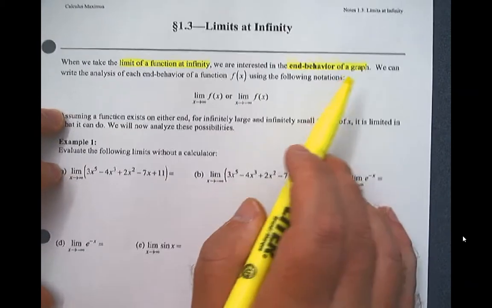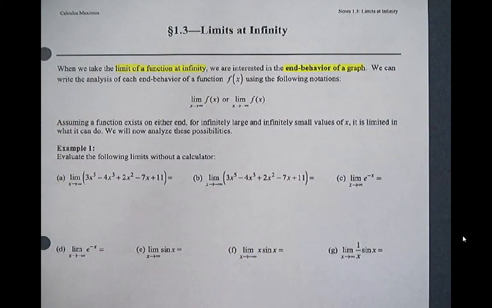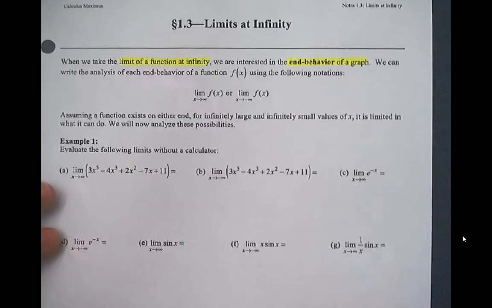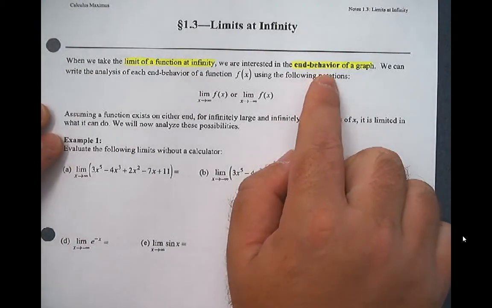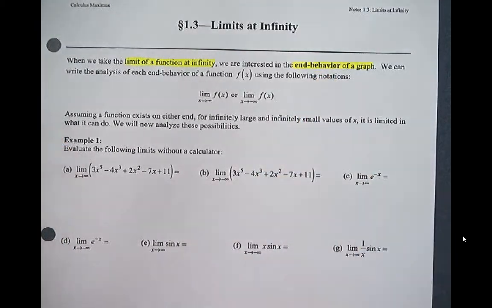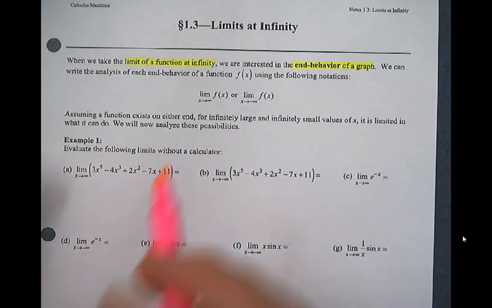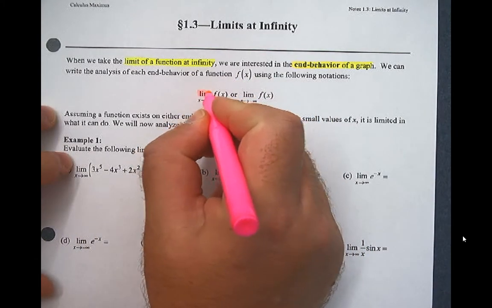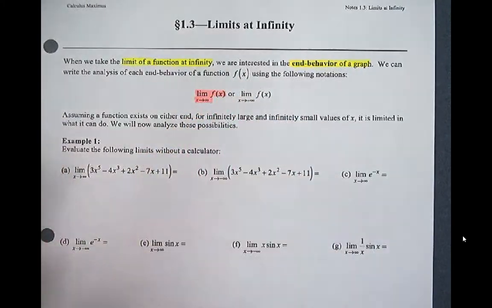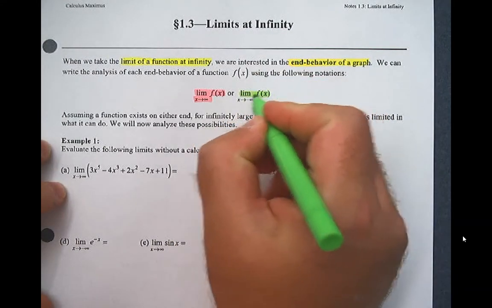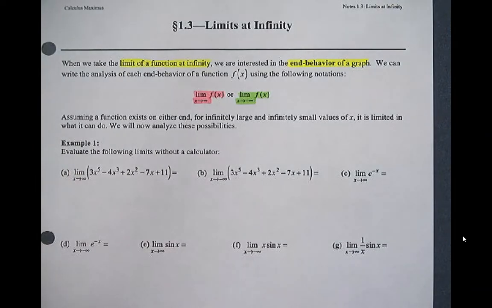of the graph. If you remember, we did this in pre-calc when we looked at quadratics and polynomials: x to the third, x to the fourth, x to the fifth. And we looked at what their graphs were doing at the end behavior. So the notation we're talking about would be the limit of f of x as x approaches infinity, or the limit of f of x as x approaches negative infinity.